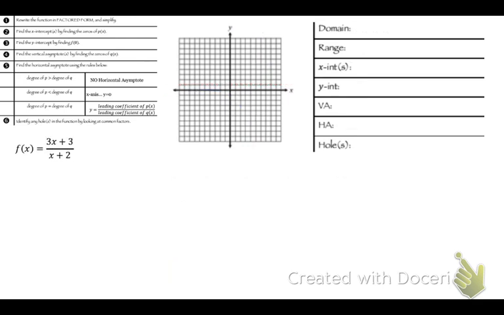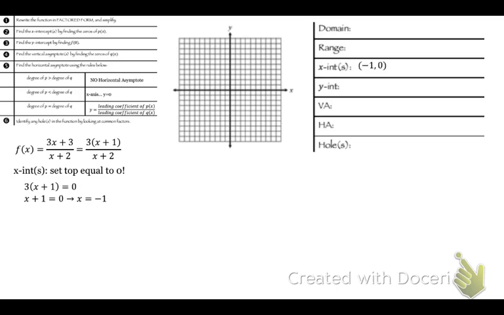Let's do another one. So if we have (3x plus 3) over (x plus 2), I'm going to factor that top. So that becomes 3 times (x plus 1) over (x plus 2). Nothing cancels, which means I have no holes. So let's set the top equal to 0 and find the x-intercept. So I have 3x plus 3 equals 0. You could divide by 3, and you get x plus 1 equals 0. So x equals -1. So my x-intercept there is (-1, 0), which is that point right there.